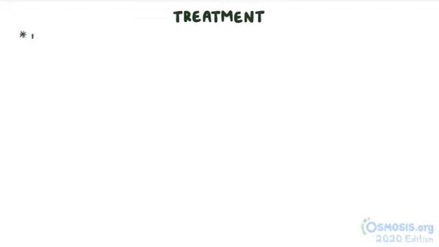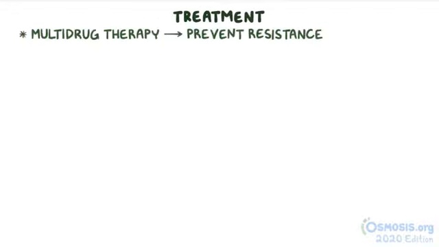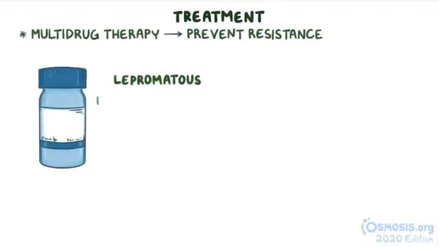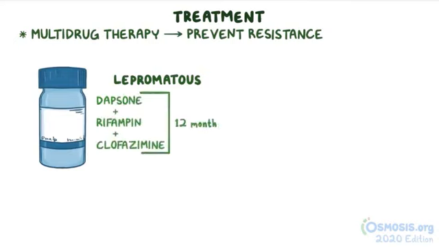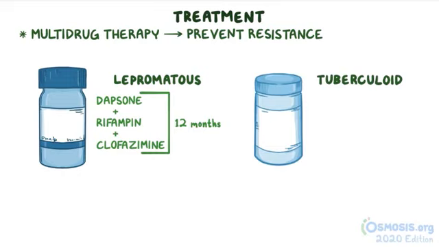Treatment for leprosy is done with multi-drug therapy to prevent resistance. So the Lepromatous form is treated with dapsone, rifampin, and clofazimine for 12 months, while the tuberculoid form is treated with dapsone and rifampin for 6 months.